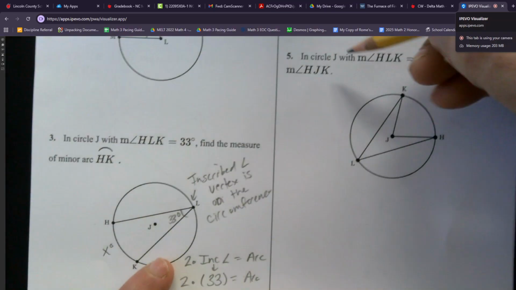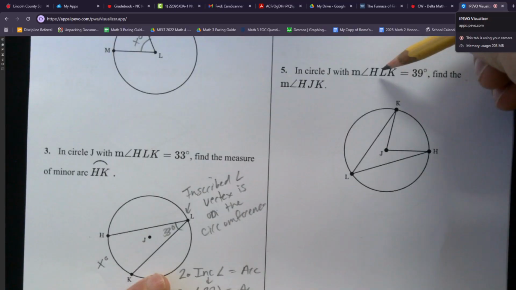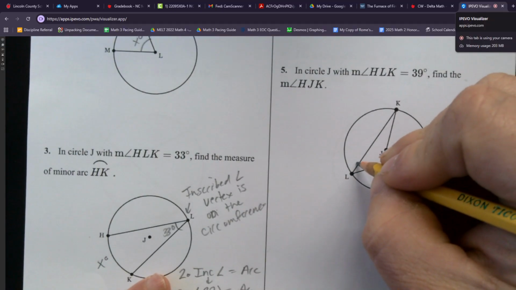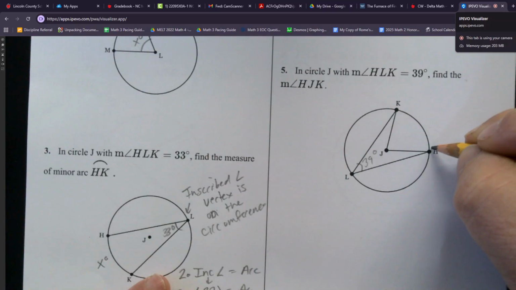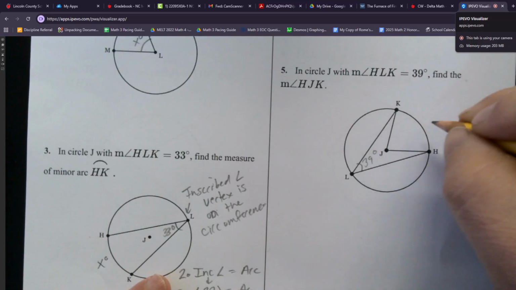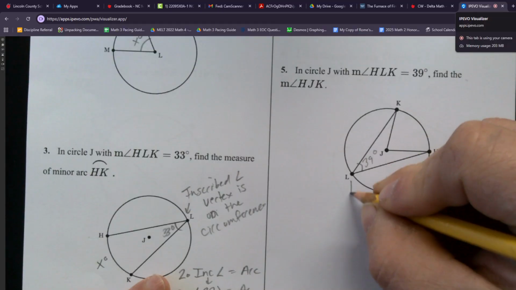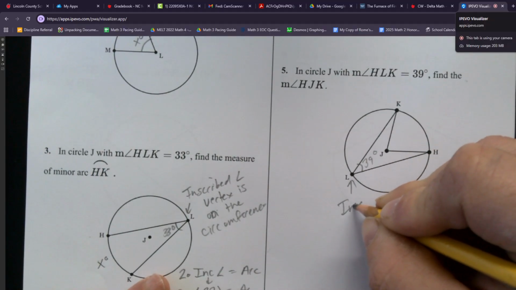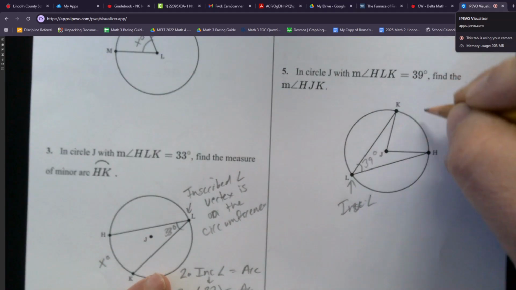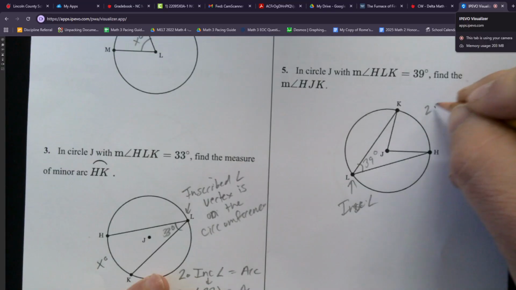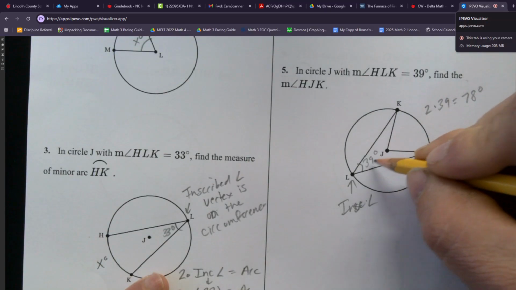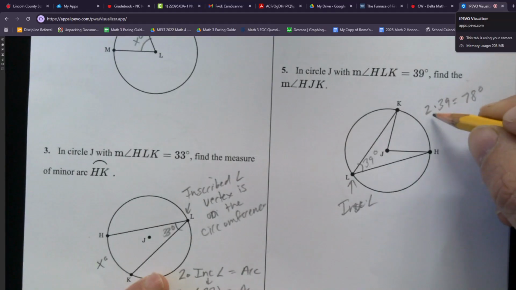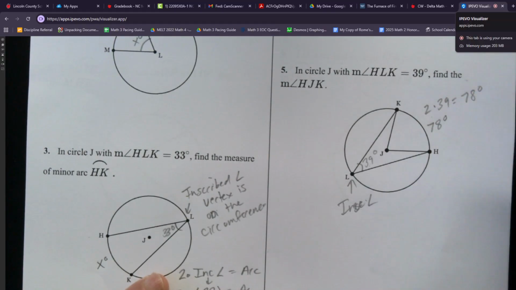All right, so in circle J with measure HLK, that's 39. You're trying to find the central angle of HJK. So what we do know is if that's an inscribed angle, then this arc is 2 times that, so it's 2 times 39. That's 78 degrees. So we know that this arc here is 78 degrees.